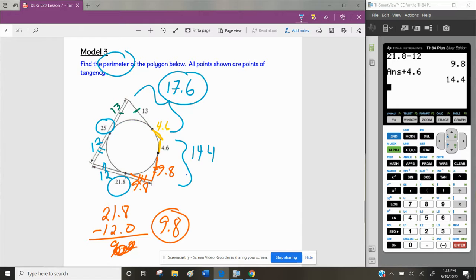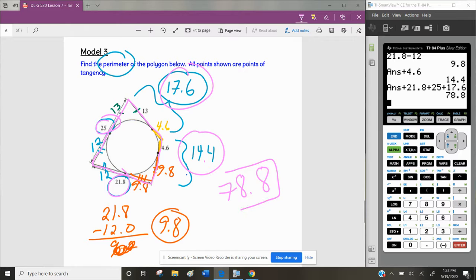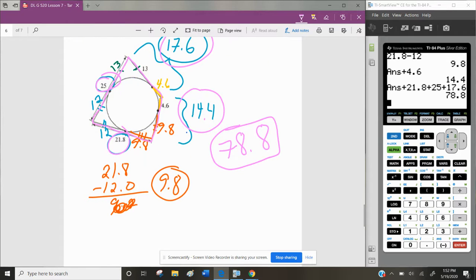So perimeter means the distance around the outside of the figure, and the figure that they want me to find the distance around is this one. So all these circled numbers here are the amounts that I'm going to add together. So 14.4 plus 21.8 plus 25 plus 17.6, and that's 1, 2, 3, 4 sides. So we get 78.8 for our perimeter of this polygon.